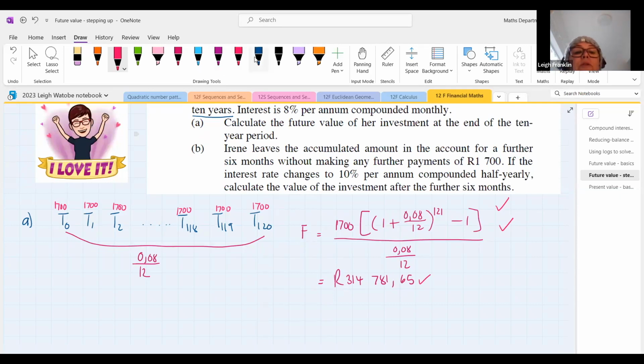Okay, let's look at part B, because this is where things become a little bit more interesting. Now it says to us, Irene leaves the accumulated amount in the account for a further 6 months without making any further payments. If the interest rate changes to 10% per annum compounded half yearly, calculate the value of the investment after the further 6 months. So now what do we do? Any ideas?